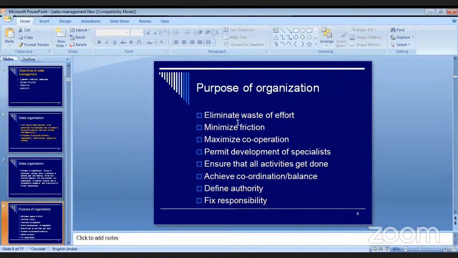So fix responsibility. Another important part is who will do what activity. Otherwise, if all responsibility is given to all, everybody will do everything, and nobody will do anything. So everybody's responsibility is nobody's responsibility. That should not be. Responsibility must be fixed in the right manner. Otherwise, your result will not be in the right way.